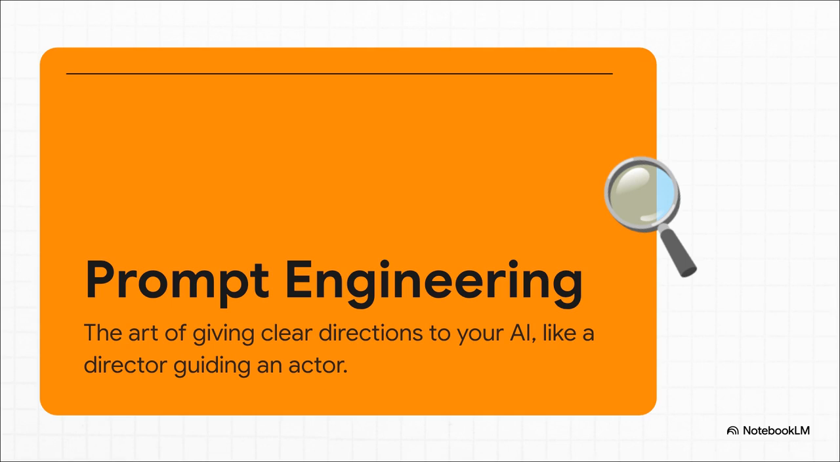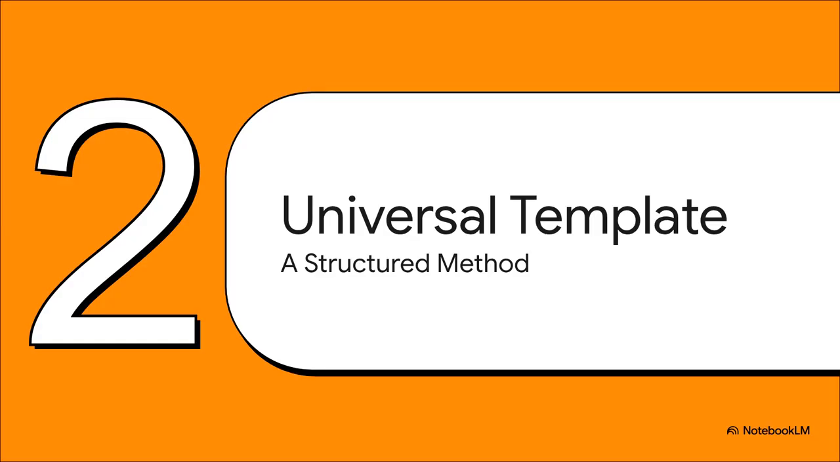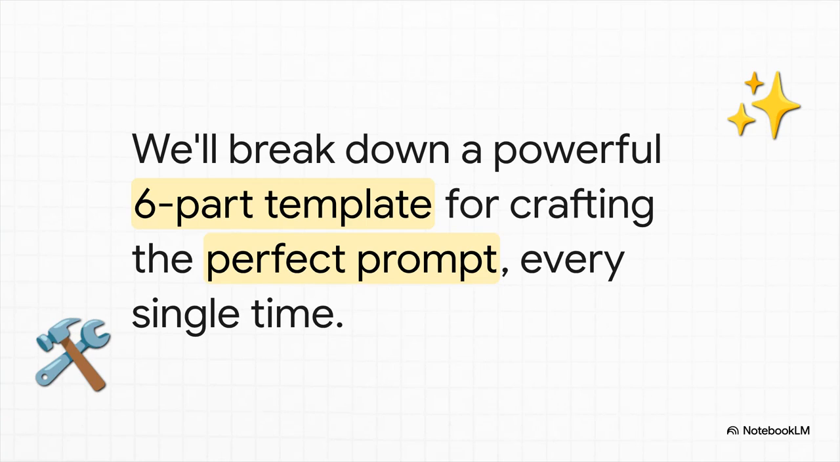Honestly, the best way to think about it is this. You are the director, and the AI is your world-class, super talented actor. Your job is to give it the script, the motivation, the scene, the direction. So how do you become a great AI director? Well, you don't have to wing it. Turns out there's a structured, repeatable method, a kind of universal template for success that works pretty much anywhere. So we're going to walk through a really powerful 6-part template, and by the end of this, you'll have a complete framework you can use to build the perfect prompt for almost any task you can dream up.